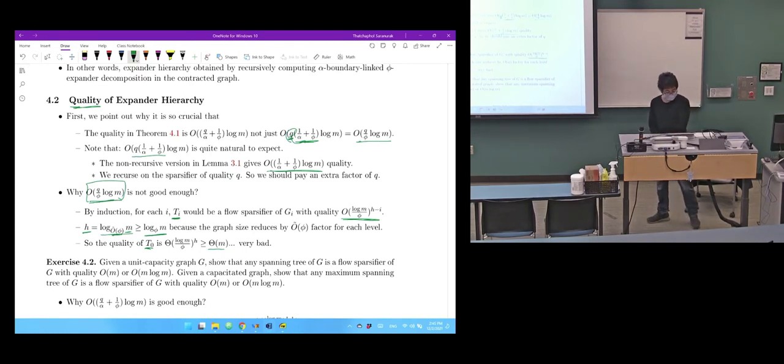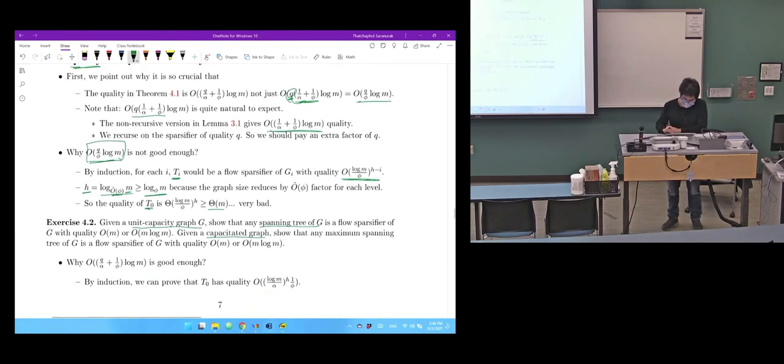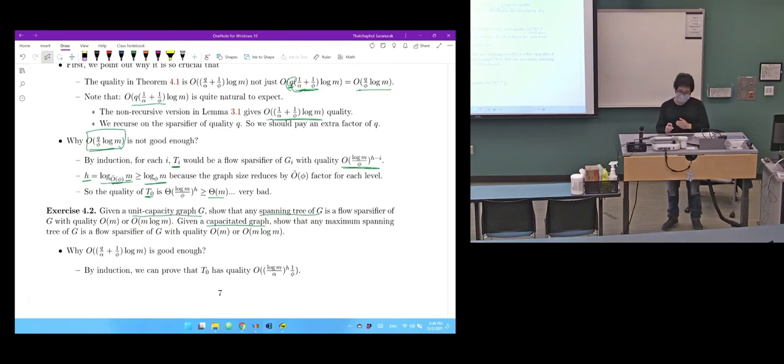By the way, getting m is really bad actually, because you can try to check this. If you're given any unit capacity graph, and you find any spanning tree of the graph, that spanning tree is already good enough. It's already a quality m sparsifier. Or if it is a unit capacity graph, then a maximum spanning tree is going to be good enough. So this is a good exercise that you can try. But the point is, it's so easy to get this quality.